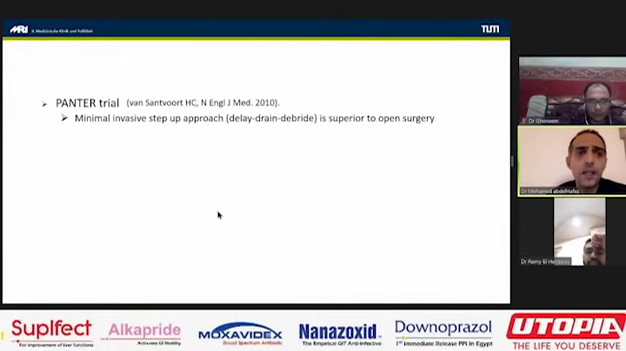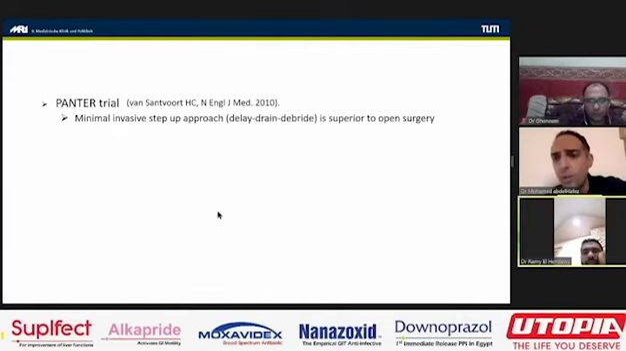Which is better? This is the PANTER trial from the Dutch group, a great group in Holland. They are doing very big studies about the pancreas and pancreatitis, and they published in 2010 this very famous study. This is the step-up approach study, where they compared the step-up approach, meaning that they wait, they drain, and they debride, but they didn't do it endoscopically. They did it with minimally invasive surgery. As I told you, they made an incision into the retroperitoneum, and then they do the debridement. And of course, it was superior to open surgery.